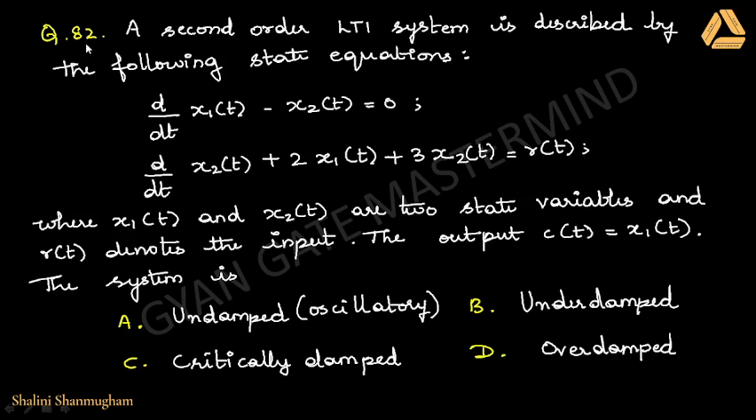Coming to the 82nd question, a second order LTI system is described by the following state equations: d by dt x1 of t minus x2 of t equal to 0, d by dt x2 of t plus 2 x1 of t plus 3 x2 of t equal to r of t, where x1 of t and x2 of t are two state variables and r of t denotes the input. The output C of t is x1 of t. They are asking whether the system is undamped, underdamped, critically damped or overdamped.